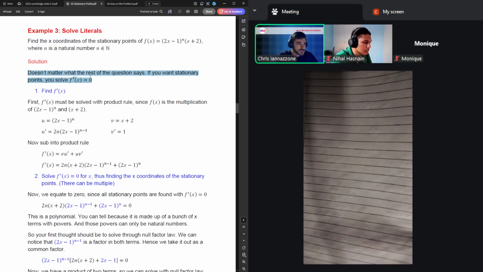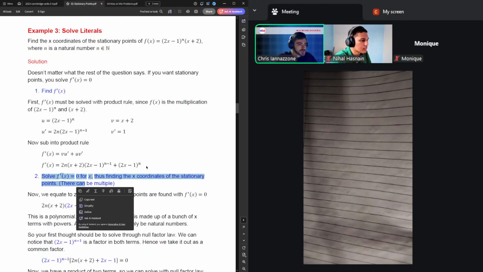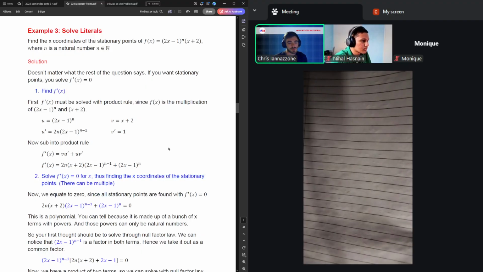It really doesn't matter, more or less, what the question's asking. As long as it's finding stationary points, or x-coordinates of them, this function ends up being pretty much irrelevant. You're still just going to find derivative, and you're still just going to try and solve for 0. It's just a matter of how complex that might look. So let's see.